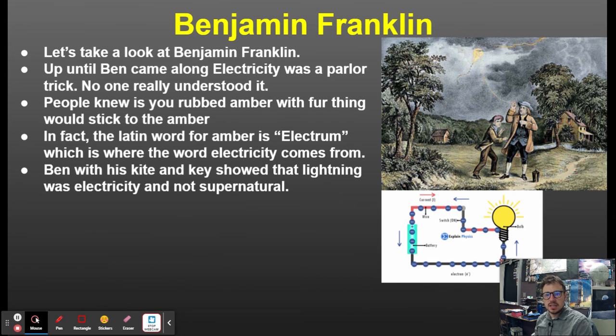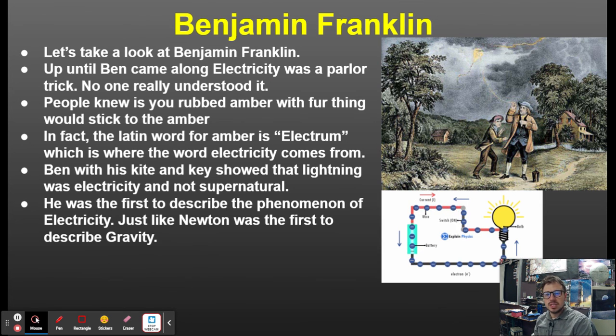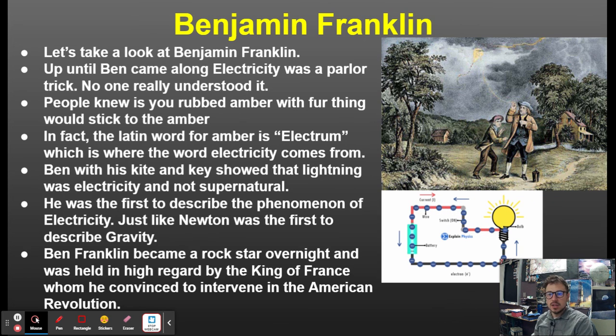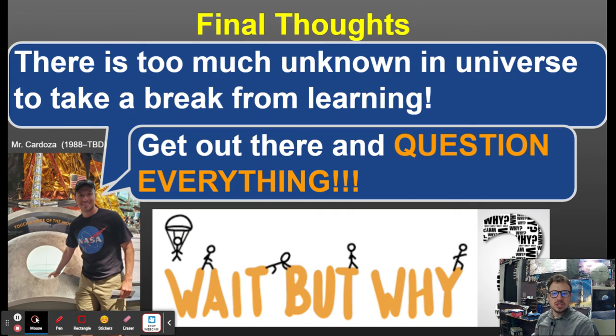So Ben, with his kite and key, showed that lightning was electricity and not supernatural. He was the first to describe this phenomenon of electricity, just like Newton was the first to describe gravity. So Ben Franklin became a rock star overnight and was held in high regard by the King of France, whom he convinced to intervene in the American Revolution. So this is just some final thoughts. There is too much unknown in the universe to take a break from learning. Get out there and question everything.